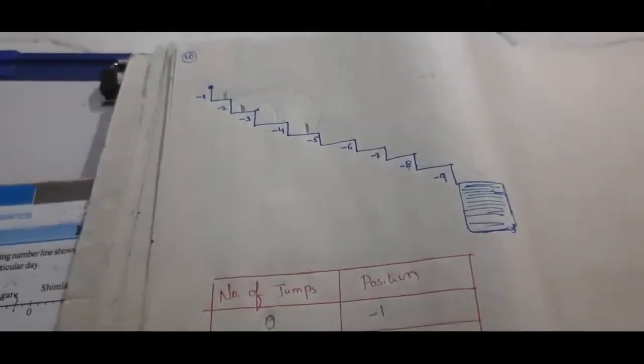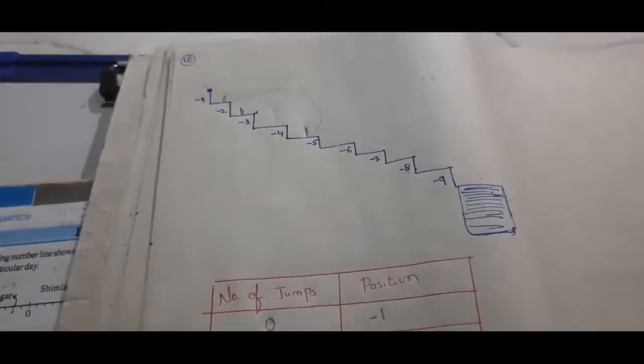When it is the fourth jump. Next jump. See, fifth jump. Now the position of the monkey is -3. Next, what will you do?